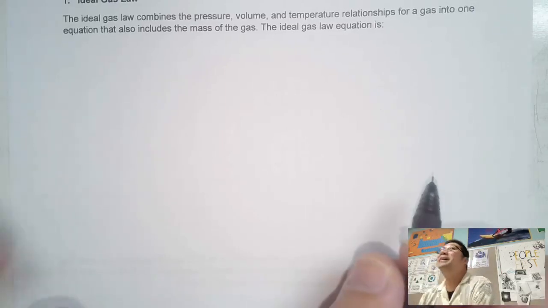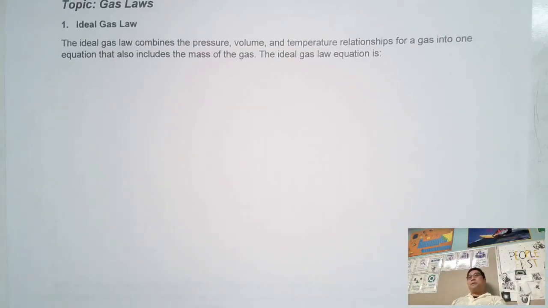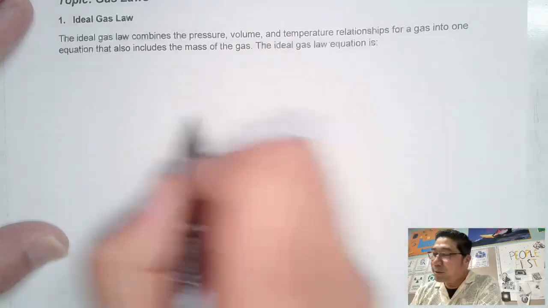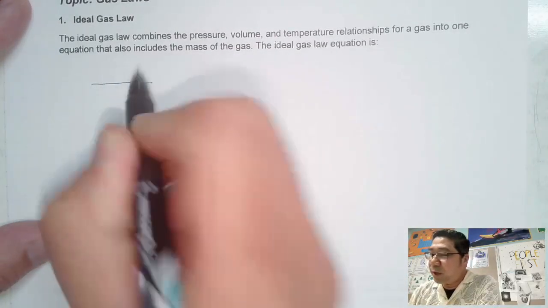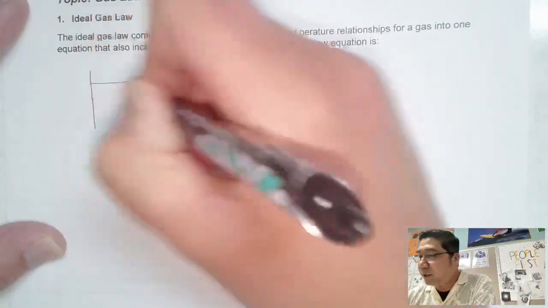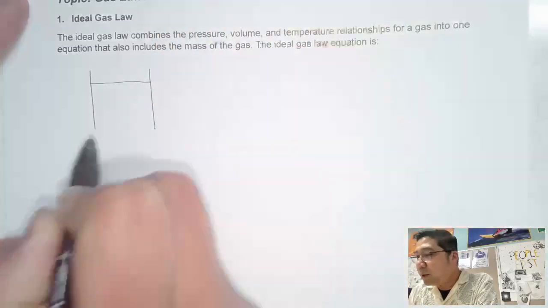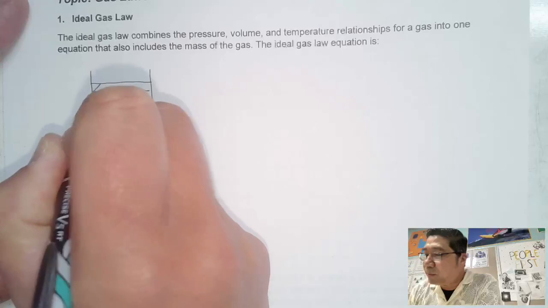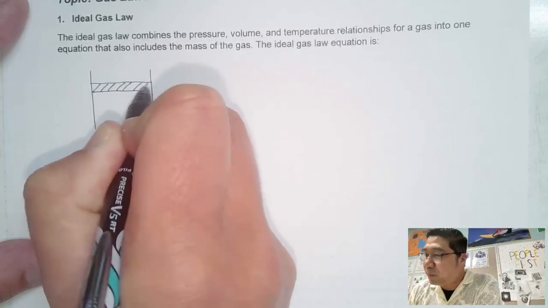Alright, so let's move on. So let's review the 4 different gas laws. Let's start with the ideal gas law that you learned from chemistry. Let's say I have a container, or a cylinder with a piston, and then you place gas inside. So this is your piston, and here's your chamber.